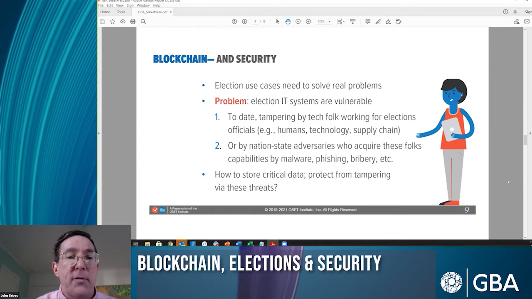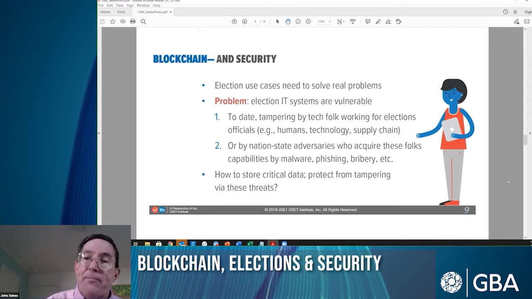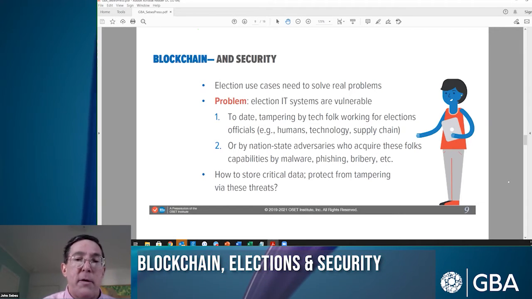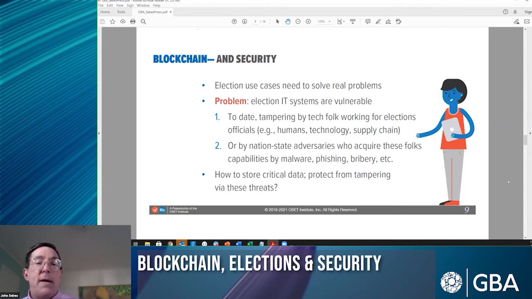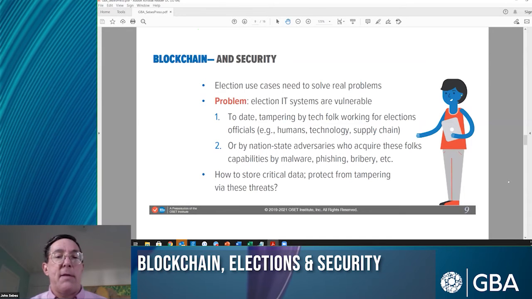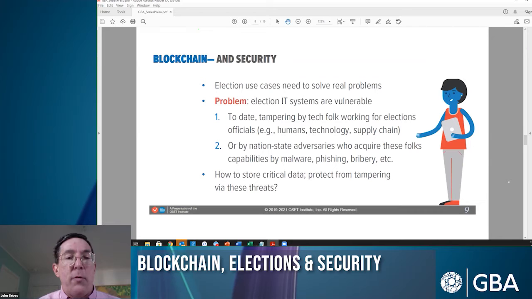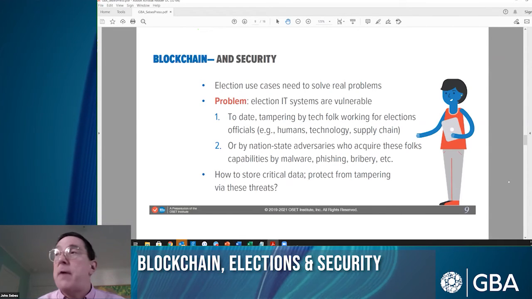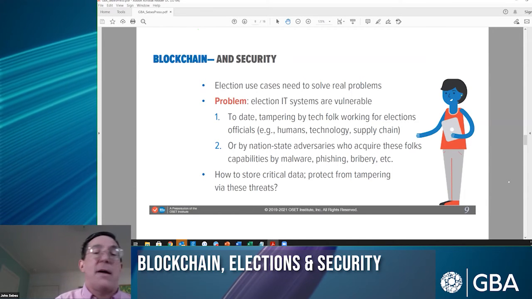We don't have countermeasures to deal with computer people messing with the data behind elections. And it's not just system administrators, network administrators, database administrators. It's all those people, but also the technology of the tools they use and the supply chain of that technology. And it's not just that, it's also nation state adversaries who can acquire the capabilities of these techie folks via malware, phishing, bribery, and so forth. So the real question here is, how do you store critical data and protect it from tampering by these threats that are credible, proven threats, as we've now seen in the past few election cycles?